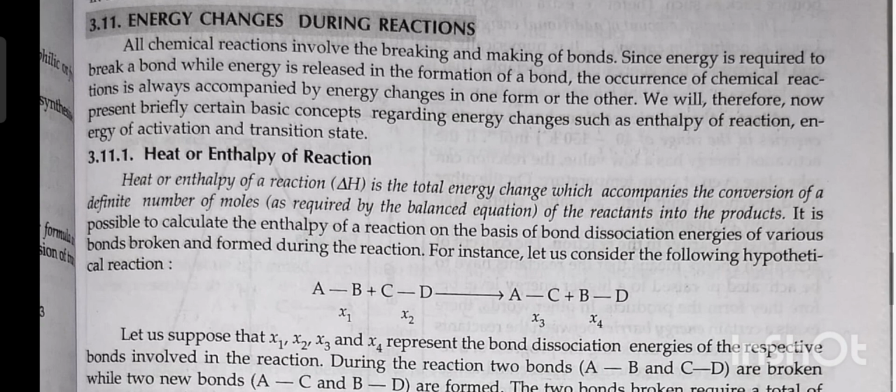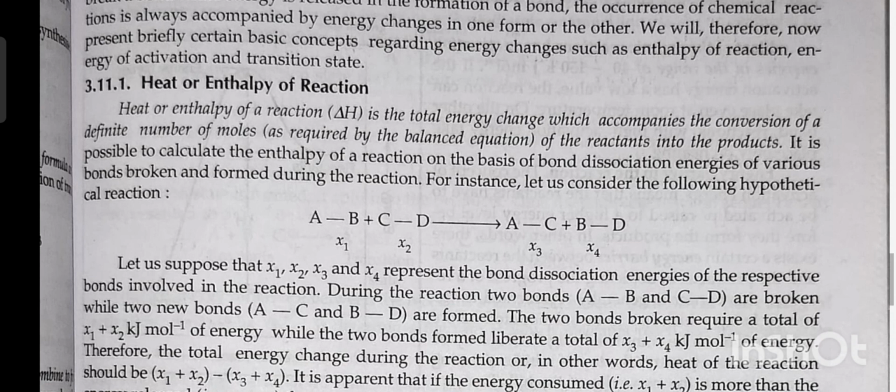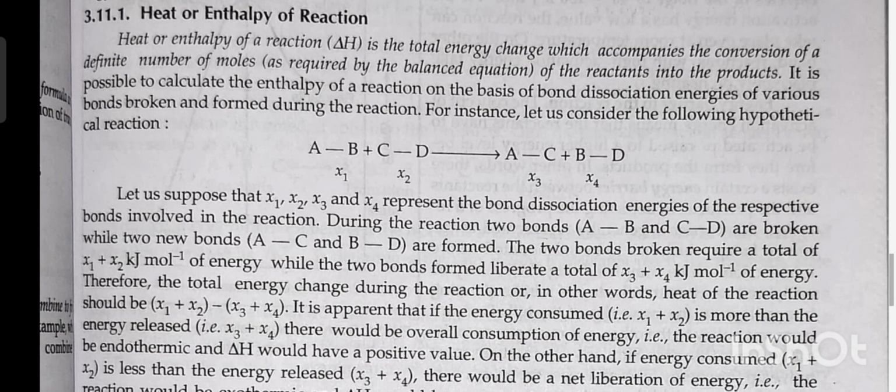Heat or enthalpy of reaction is the total energy change that accompanies the conversion of a definite number of molecules, as required by the balanced equation, of reactants into products. It is possible to calculate the enthalpy of a reaction on the basis of the bond dissociation energies of the various bonds broken and formed during the reaction. For instance, let us consider the following hypothetical reaction. AB (x1) plus CD (x2) converted into AC (x3) plus BD (x4).